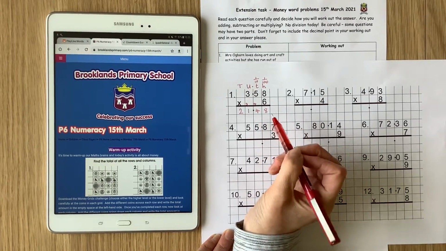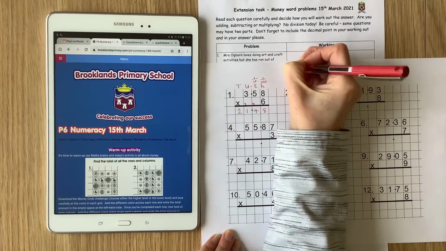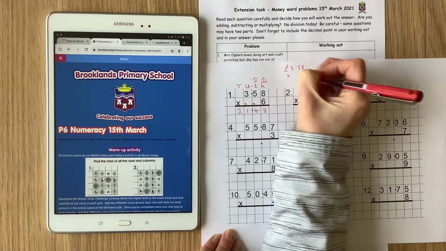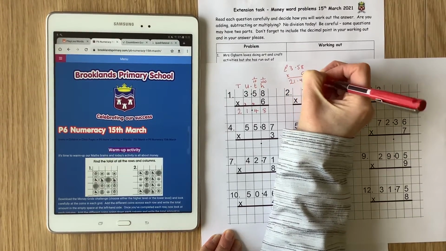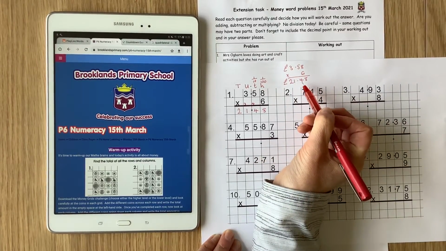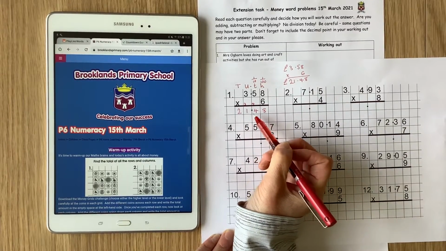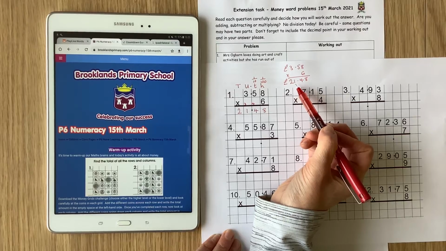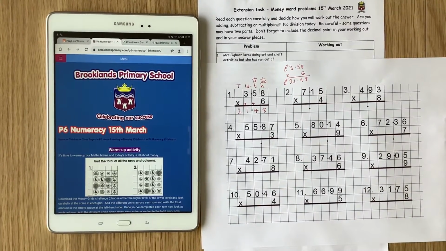Now, the only difference would be if this was a money question. If this had been £3.58 and I was multiplying it by 6, then when I get my answer, my £21.48, I would say 48 because it's pounds, because it's money. If there's no pound sign, it's 21.48. If it was money, I would say £21.48. So I would say it differently. Let's do one more question together.